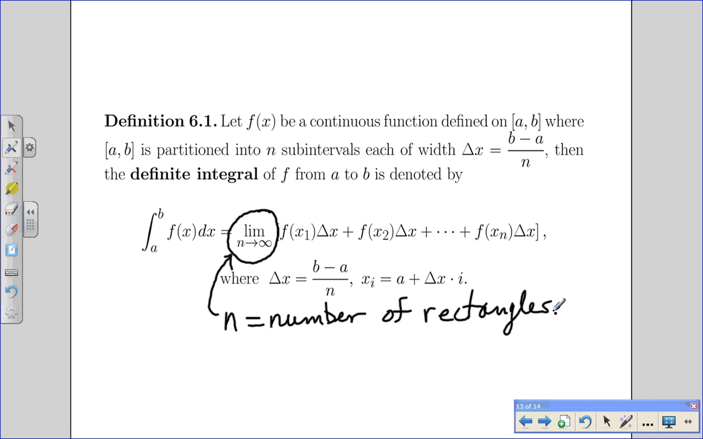Now, we're never going to take this limit. The only thing we're going to mention about it is that when I take an infinite number of rectangles, I find the exact value of the area, and I call that the definite integral, the area under the curve. And I represent it by the integral symbol, and I put numbers on it, a being the lower limit and b being the upper limit. A and b are numbers.